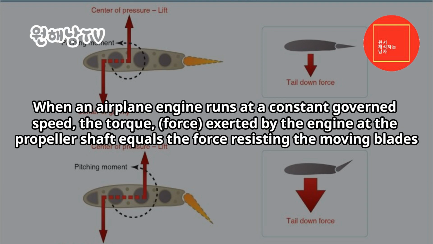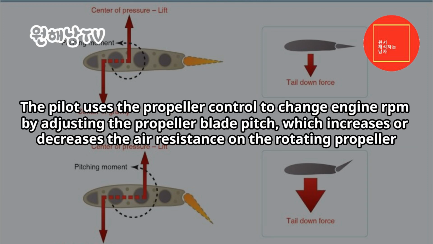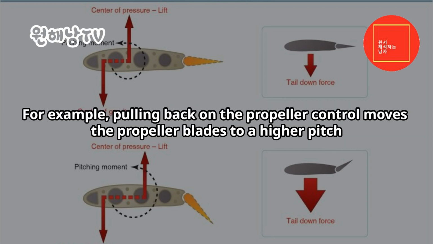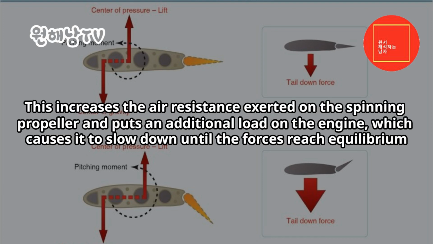When an airplane engine runs at a constant governed speed, the torque, the force exerted by the engine at the propeller shaft, equals the force resisting the moving blades. The pilot uses the propeller control to change engine RPM by adjusting the propeller blade pitch, which increases or decreases the air resistance on the rotating propeller. For example, pulling back on the propeller control moves the propeller blades to a higher pitch. This increases the air resistance exerted on the spinning propeller and puts an additional load on the engine, which causes it to slow down until the forces reach equilibrium.